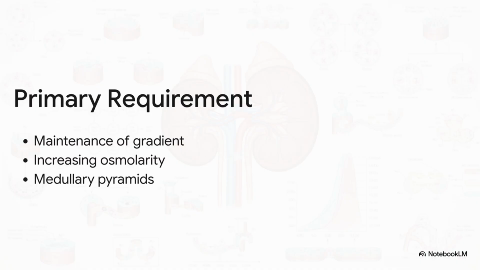Well, it all comes down to one primary physiological requirement: the maintenance of a highly specific gradient. Now, this isn't just any gradient. It features increasing osmolarity, and it is precisely located along the medullary pyramids of the kidney. Without this escalating concentration of solutes driving deep into the medulla, concentrating urine would be physically impossible. No gradient, no water retention.